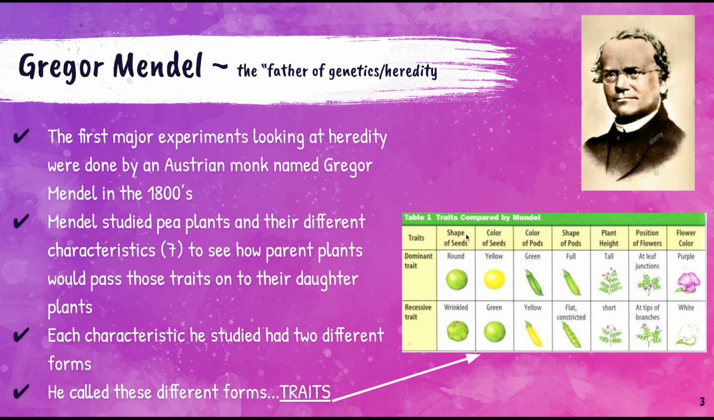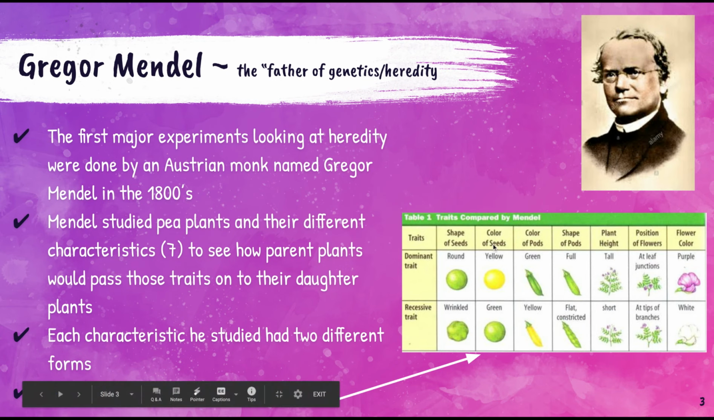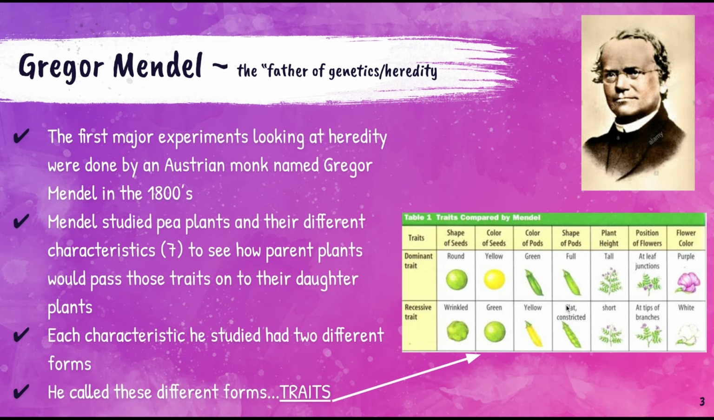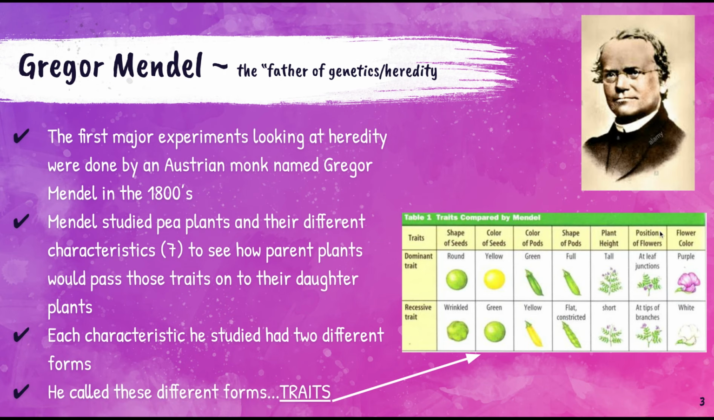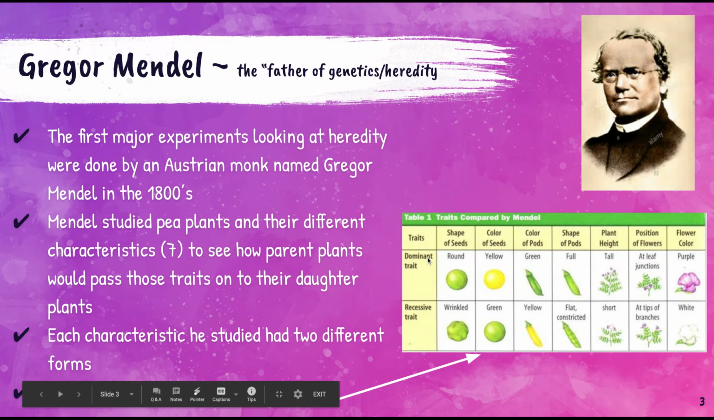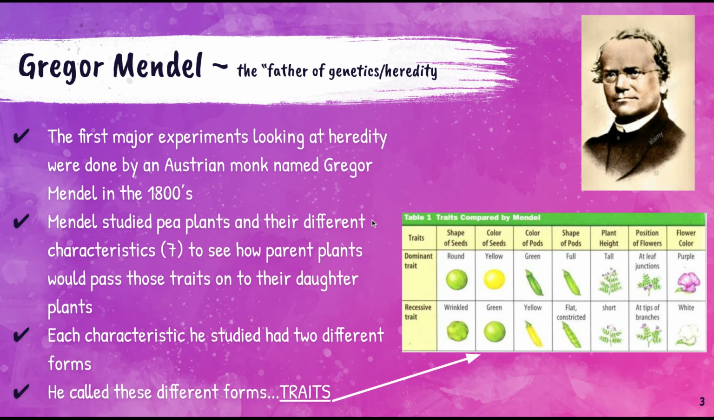So seed shape, and it was either round or wrinkled. Seed color, it could have been yellow or green. Color of the pod, green or yellow. Shape of the pod, full or constricted. Height of the plant, tall or short. Position of the flowers, at the leaves or at the tips. And then the color of the flower that it produced, purple or white. So you could get one of these traits from the mom and one from the dad, and whatever combination happened is what showed up.